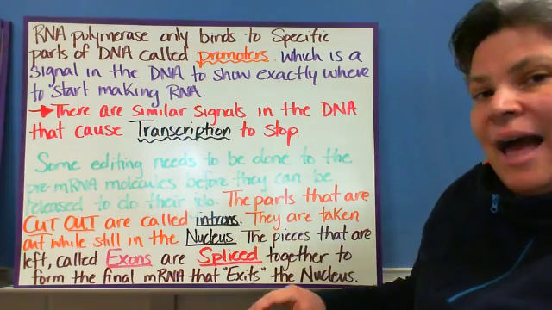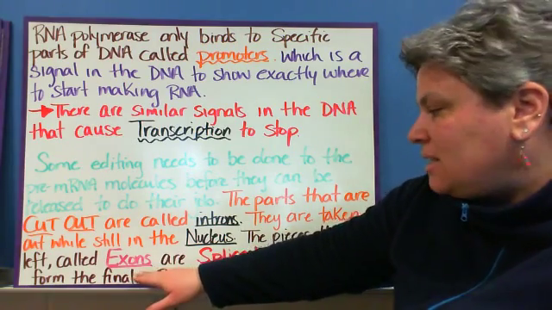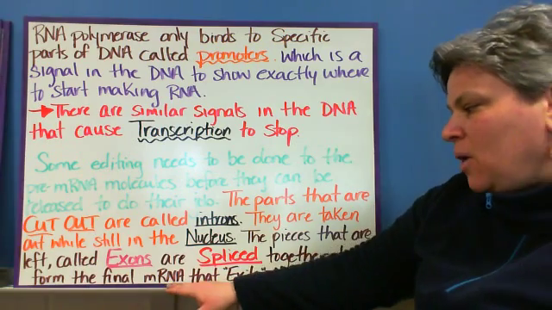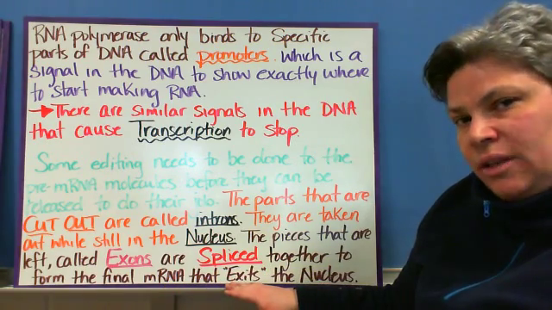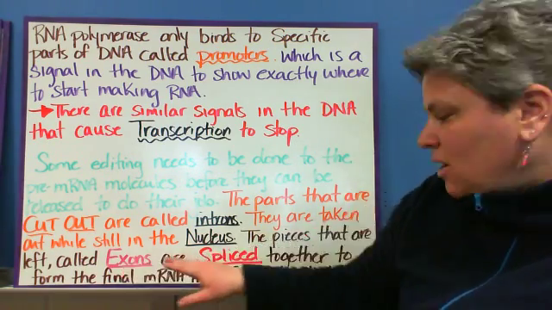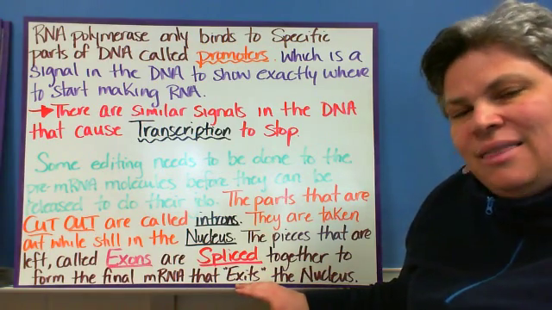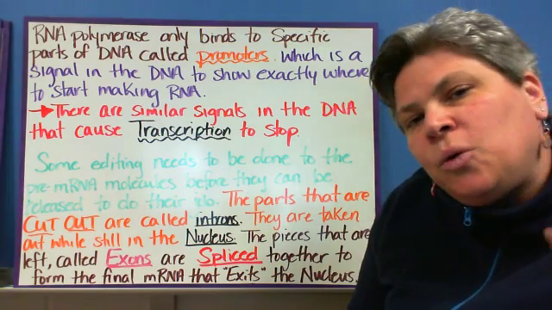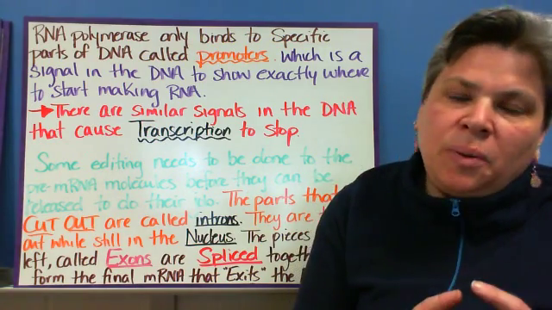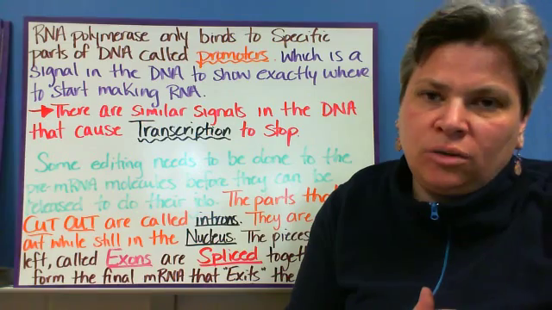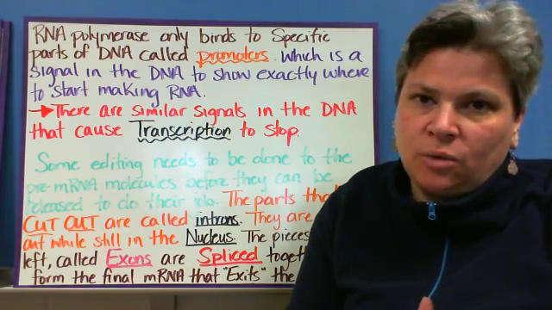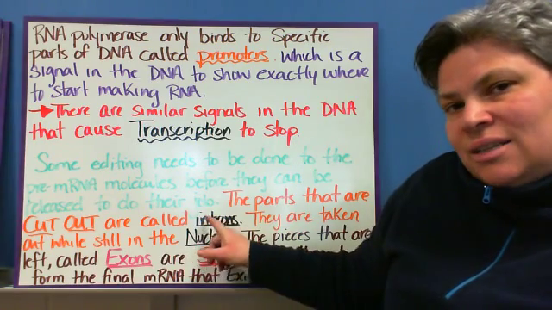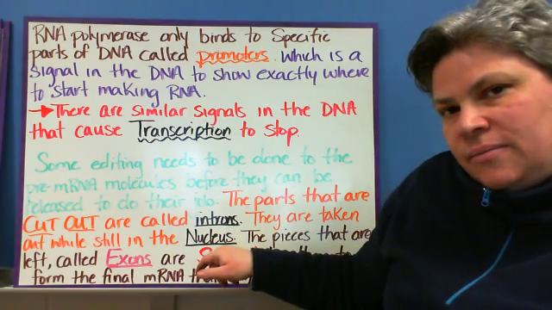The pieces that are left are called exons. They are spliced together to form the final mRNA that is going to exit the nucleus. So the exons are what exit. And that gets a little bit confusing because you would think exon would be what you're getting rid of. But the way to think about it is, what is the part that's actually going to leave the nucleus to go to the ribosome? The exons are going to exit. The introns stay in the nucleus.